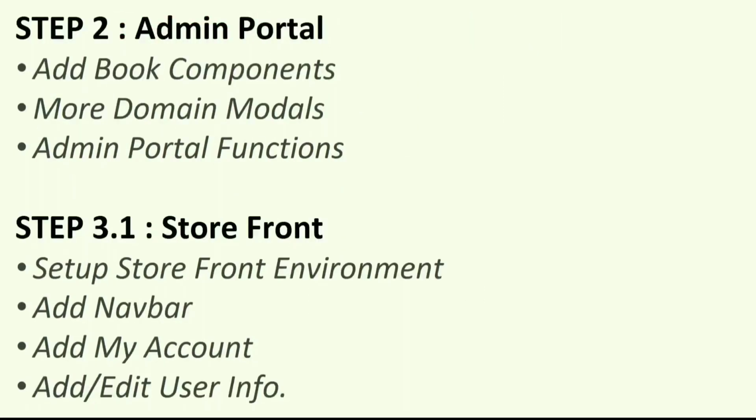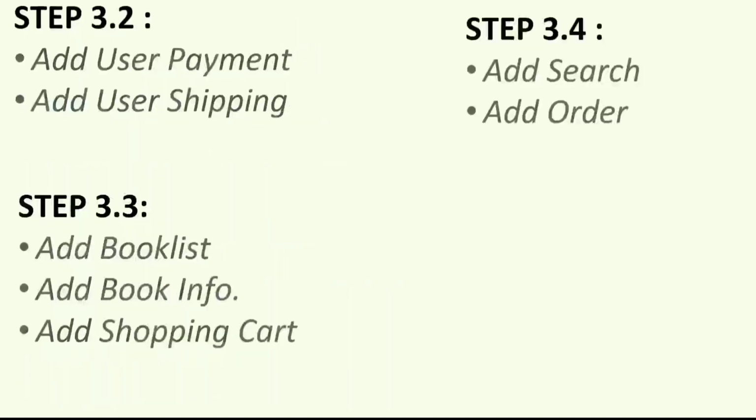Step 2 is the admin portal, which is also a backend designing step. In this step, we will add book components, we will add more domain models, and we will finally finish the admin portal function. Step 3 is the front end designing step for the website. In this step, we will set up the storefront environment, we will add the navbar, we will add my account, and we will give the user the facility to add and edit their information.